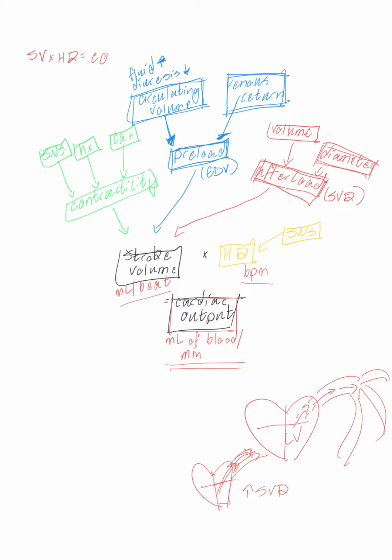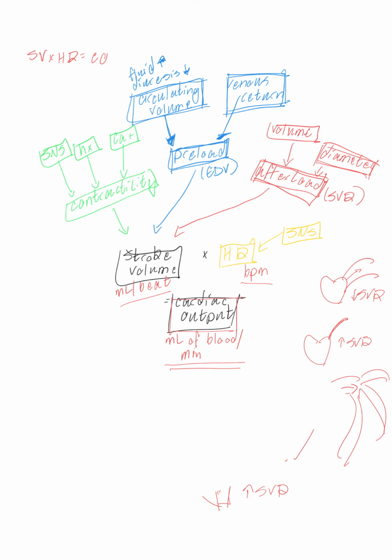So if you are extremely vasoconstricted, like this, and I don't mean the aorta necessarily is vasoconstricted, I'm just drawing this for concept purposes, you're going to have increased systemic vascular resistance. If you are vasodilated, you are going to have decreased systemic vascular resistance. So that is one thing that affects afterload.